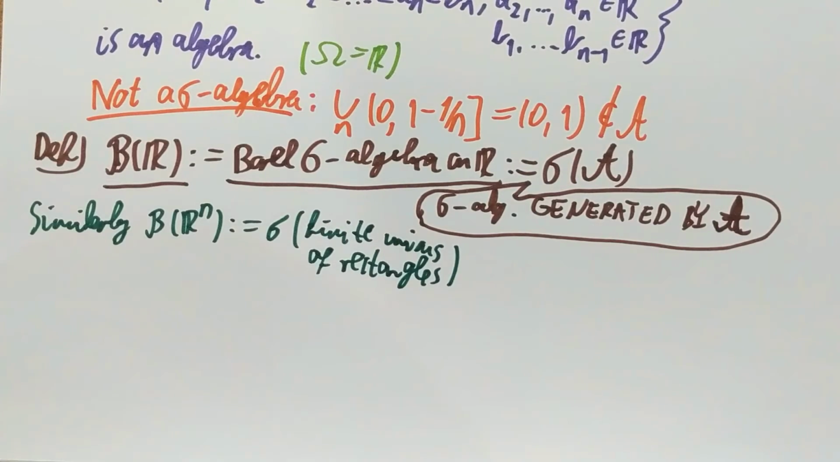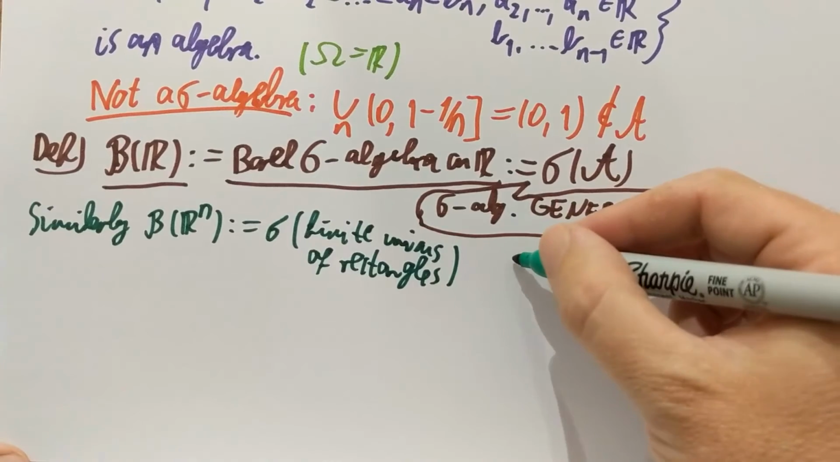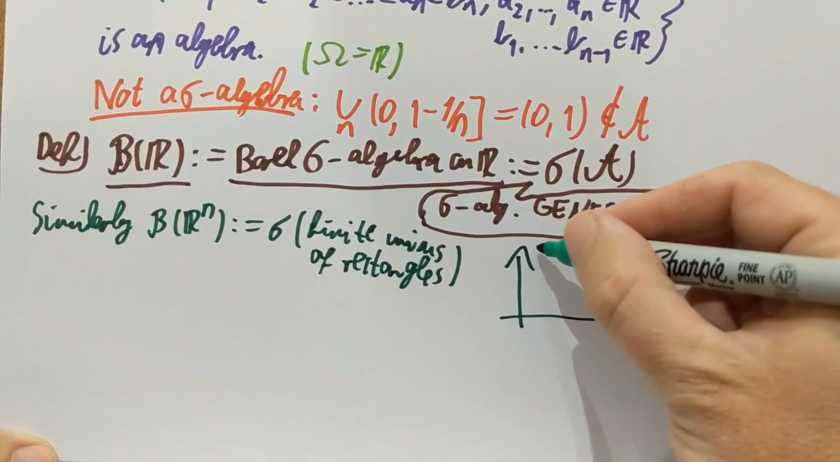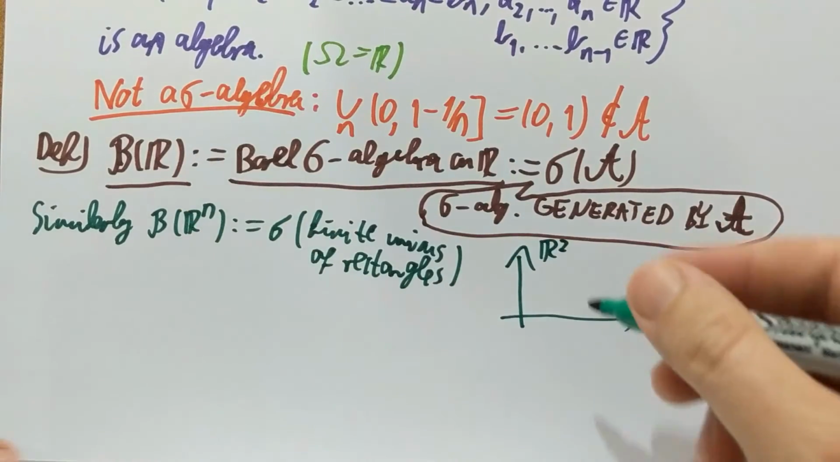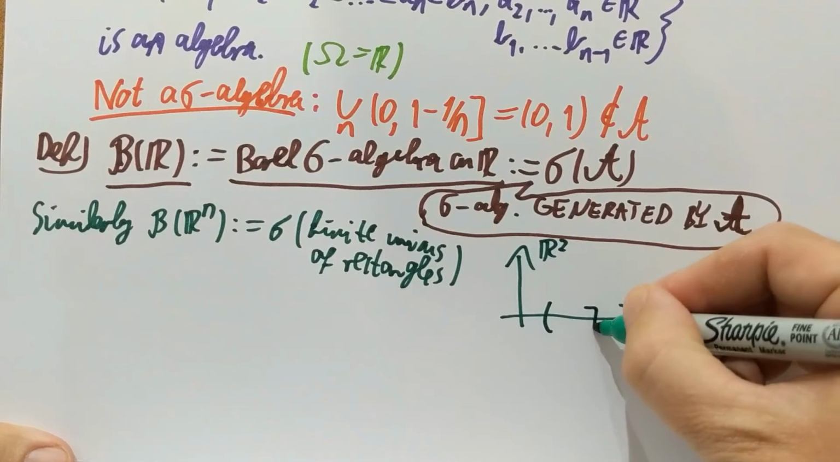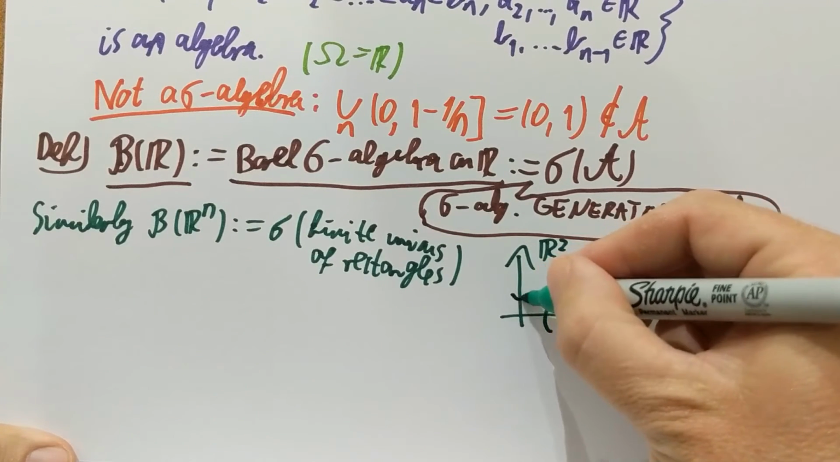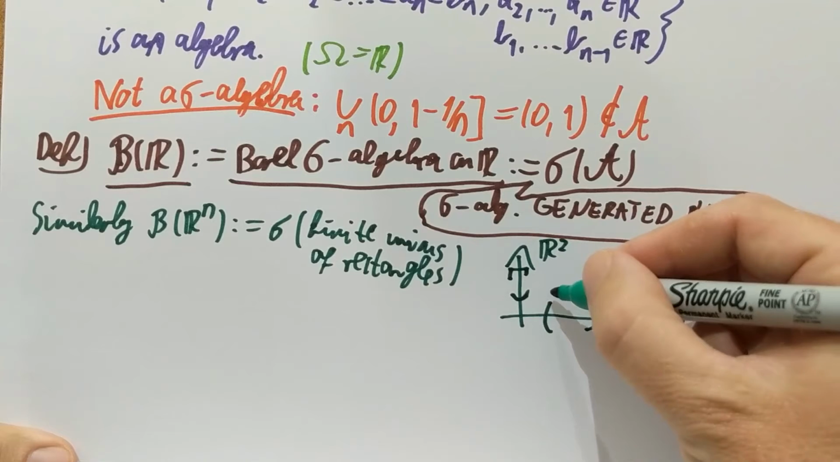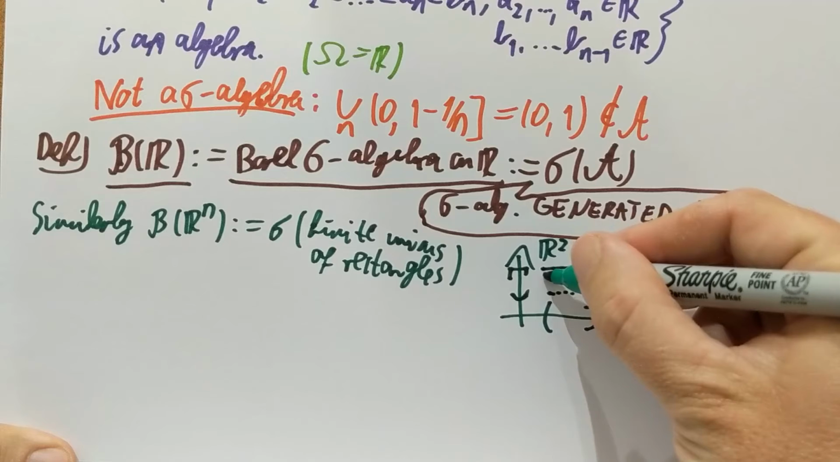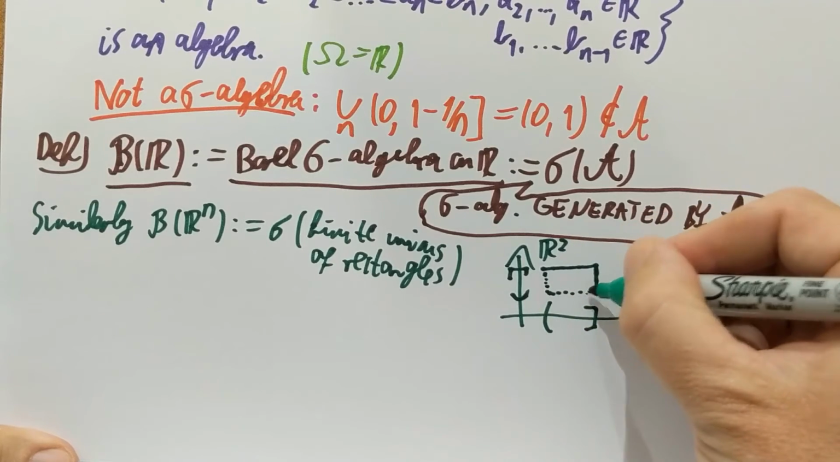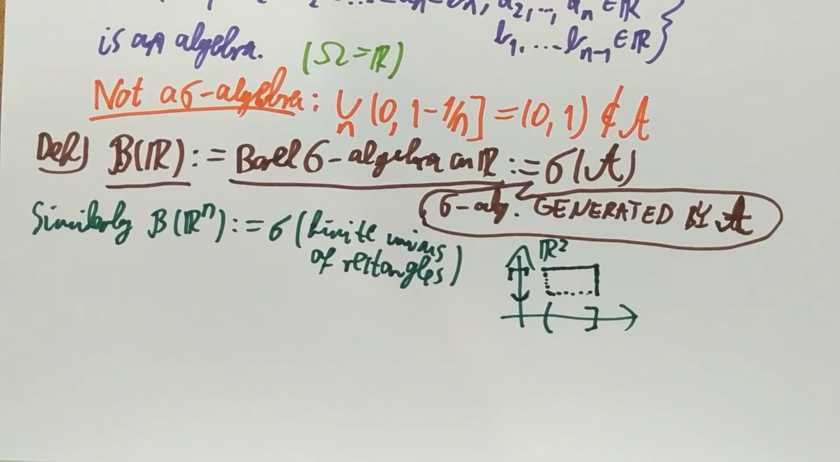Okay, so what is a rectangle? In R2, for example, you can look at intervals of the form we considered before, so open on the left, closed on the right, and then do the same here, open on the left, closed on the right. Then you have these kinds of rectangles which include the upper right boundaries but not the lower left boundaries, and then you can take finite unions of these, and generate the sigma algebra by these finite unions, and that's the Borel sigma algebra on the n-dimensional space.